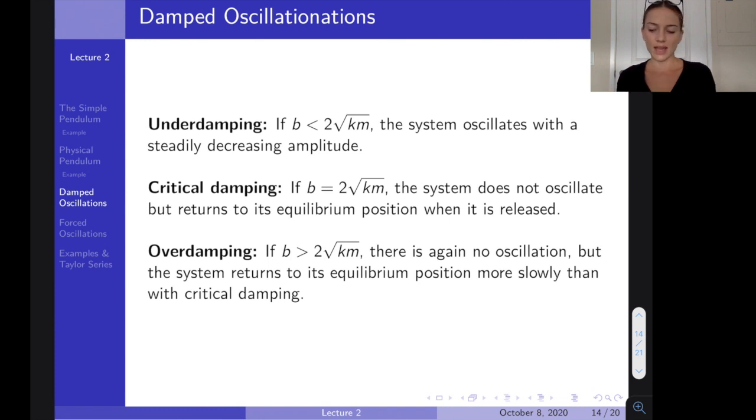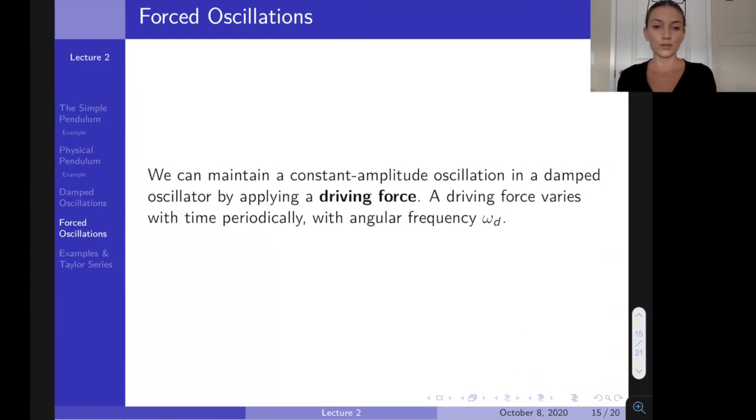So if we have a damped system, we can keep it oscillating by applying a force to it. This is called forced oscillations, and we apply what's called a driving force with a driving angular frequency, omega d. That just means that we're going to apply some force to keep our system oscillating, and it won't lose all of its energy to friction or air resistance.